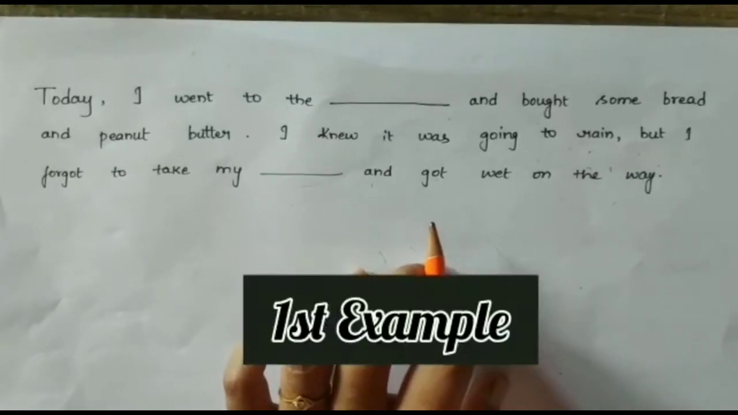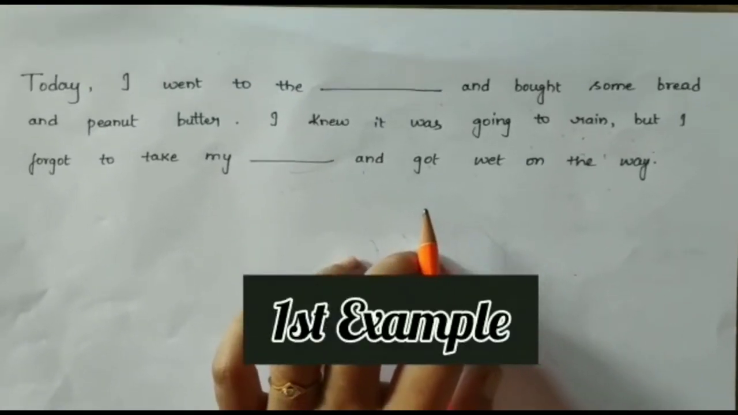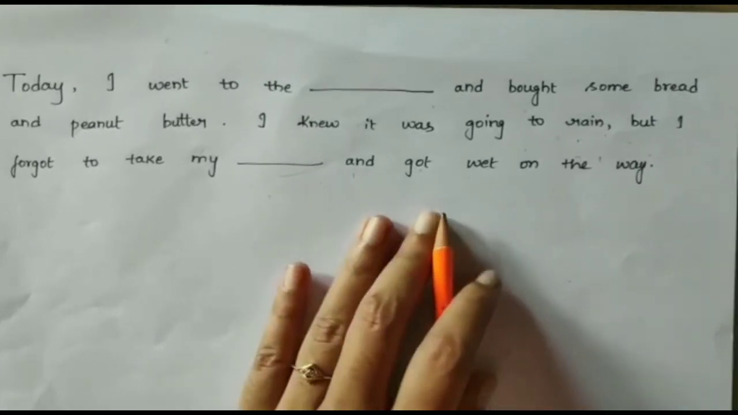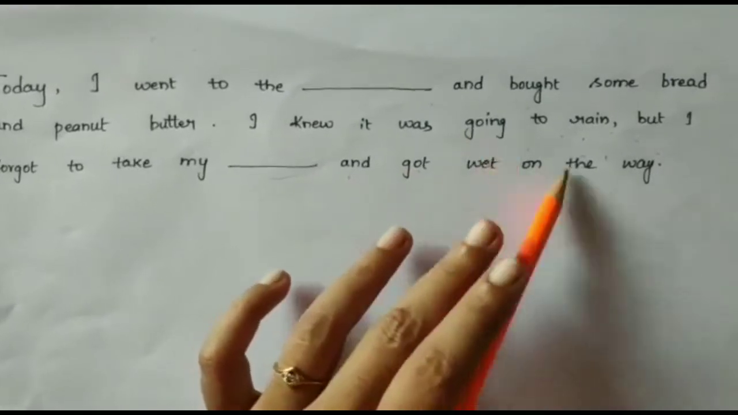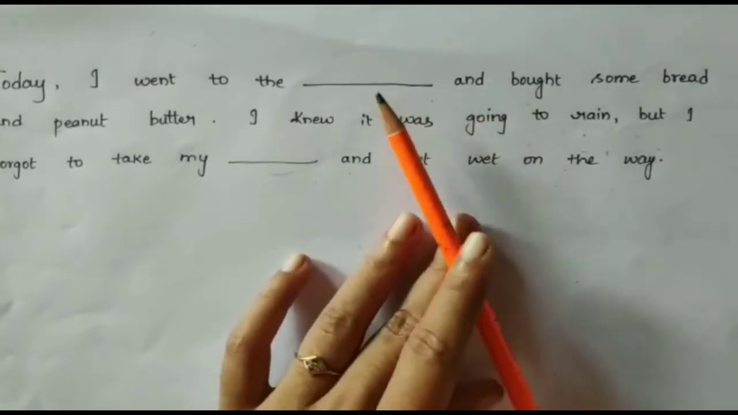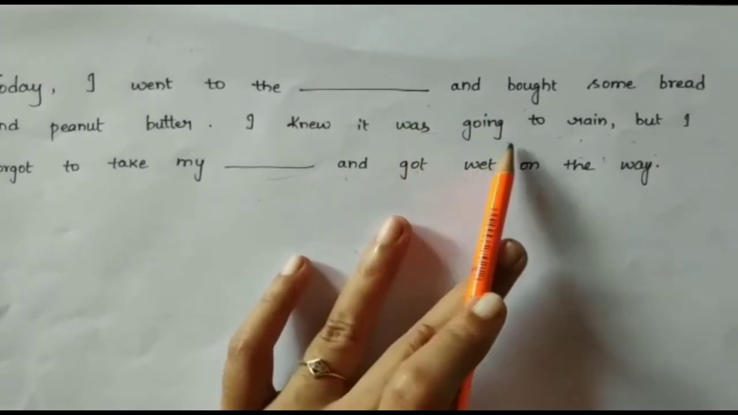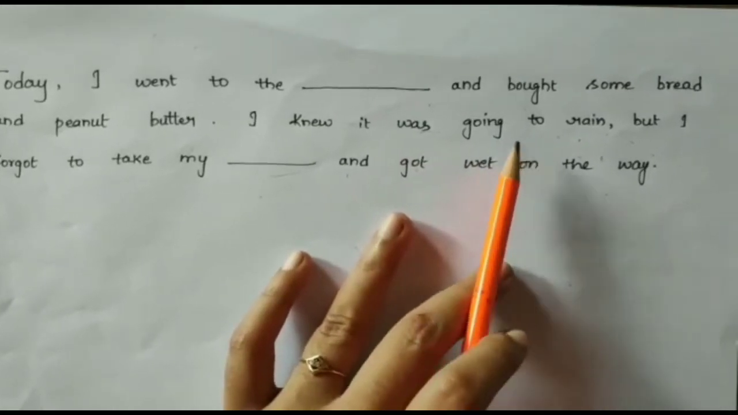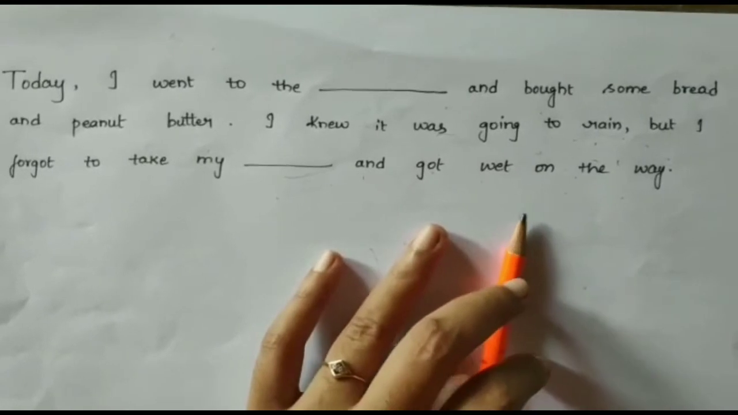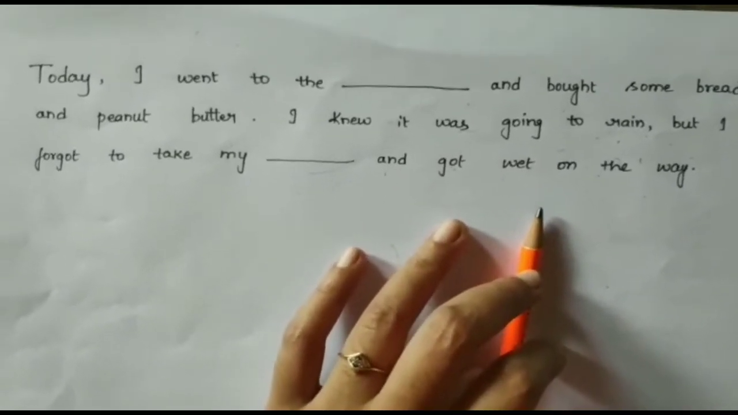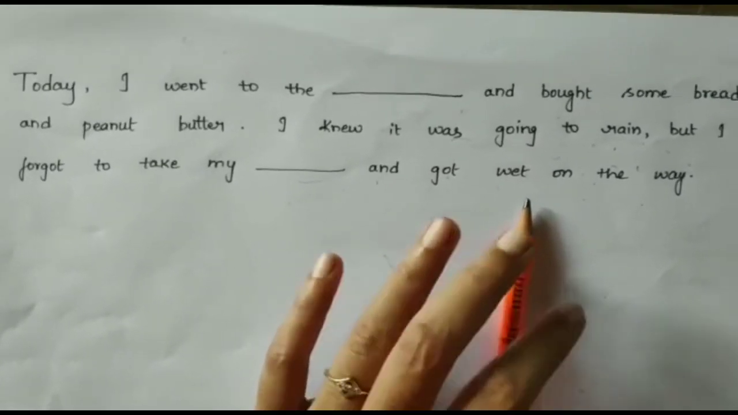Okay, so this is a very short and easy example for you to understand. Now we'll get into the passage. Today I went to the dash and bought some bread and peanut butter. I knew it was going to rain, but I forgot to take my dash and get wet on the way. For this easy passage, we don't even need options. So we'll fill the blanks now.